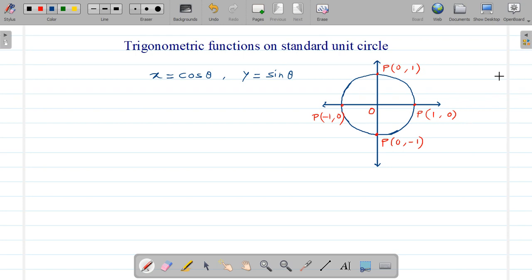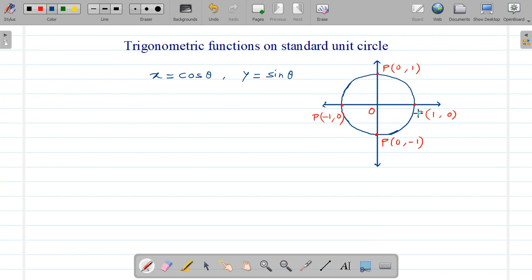Dear students, from the topic trigonometric functions, we have already defined the trigonometric functions on the standard unit circle. Here, all of you know that the value of the x coordinate is equal to cos theta and the value of the y coordinate is equal to sin theta, where x and y are the coordinates of any point on the circumference of a circle.